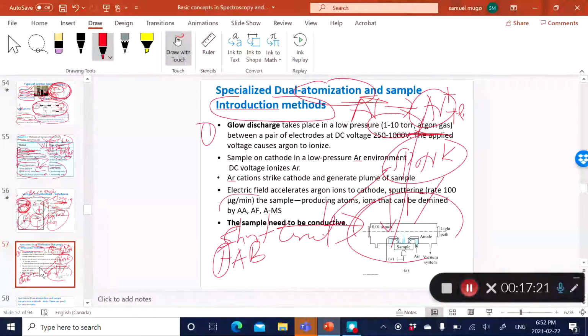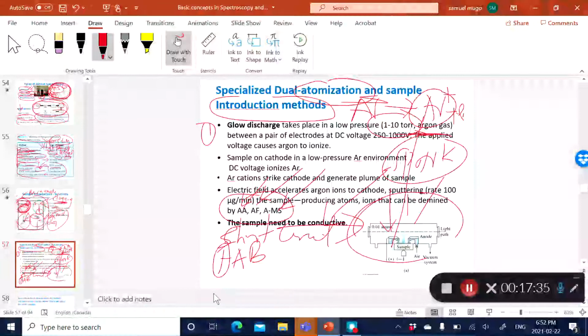Now, of course, whatever is atomized can be detected either by atomic absorption. It can also be detected by atomic fluorescence, or it can be detected by atomic mass spectrometry.